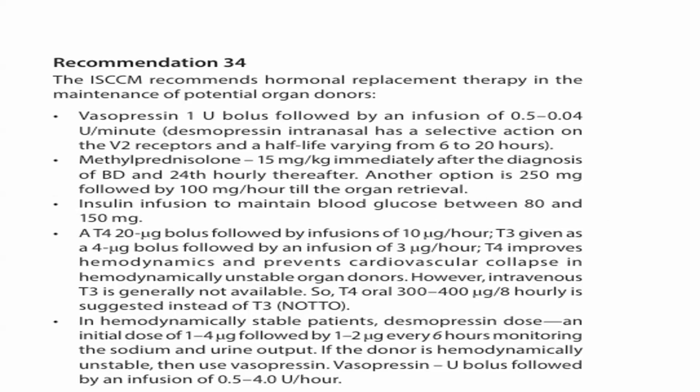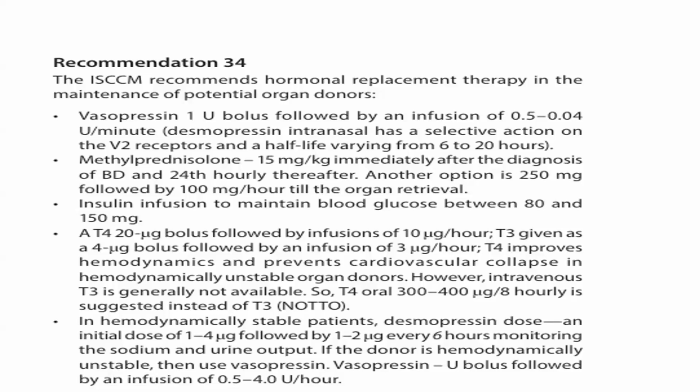Vasopressin 1 unit bolus followed by infusion of 0.5 to 0.04 unit per minute. Then methylprednisolone 15 mg per kg immediately after diagnosis of brain death, 24 hours thereafter, or another option is 250 mg followed by 100 mg per hour till organ retrieval. Insulin infusion to maintain the blood glucose level between 80 to 150. T4 in the dose of 20 microgram bolus followed by infusion of 10 microgram per hour. T3 given as 4 microgram bolus followed by infusion of 3 microgram per hour.